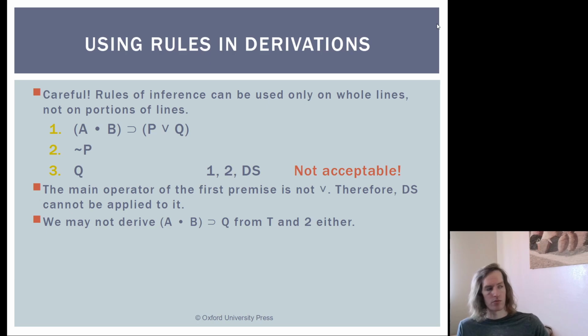Okay, so when we get to rules of equivalence, that'll be a little bit different. Rules of equivalence will work on part of a line because it's replacing a well-formed formula with something that's logically identical to it. So that would be okay, but with rules of inference, it's something that we can only do on entire lines.